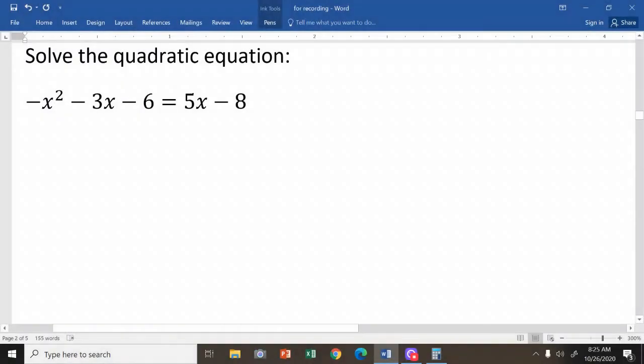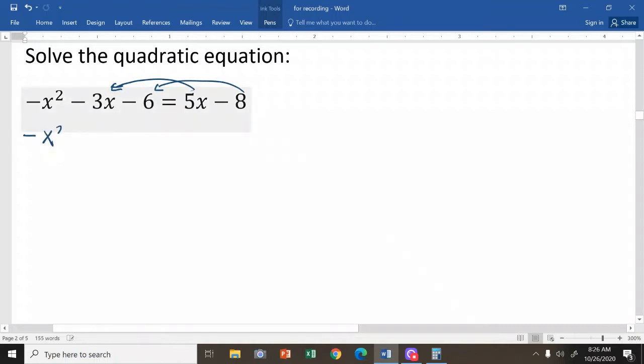Now, let's try this example. Meron tayong negative x squared minus 3x minus 6 equals 5x minus 8. So, kung mapapansin nyo, hindi siya naka-standard form, again, kasi yung kanyang right side is not equal to 0. Okay, so simplify natin to. So, gagawin natin itong 5x, itatranspose natin siya sa left side. At saka itong negative 8, itatranspose natin siya sa left side para maging 0 yung ating right side. Okay, so magiging ganito yung ating equation.